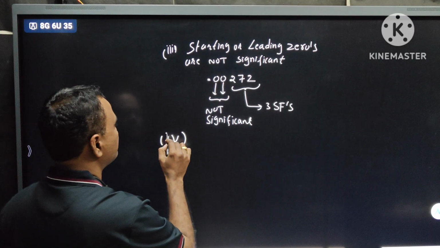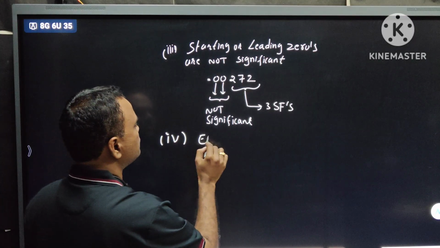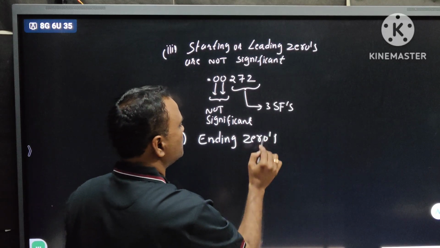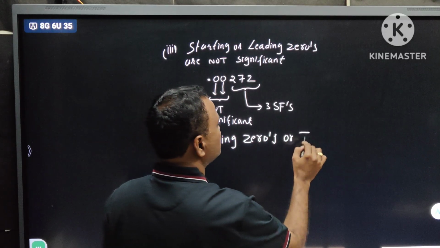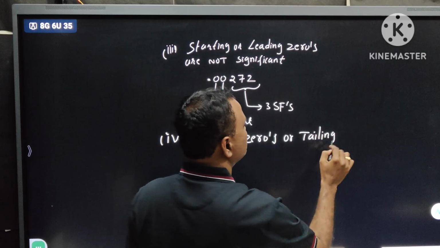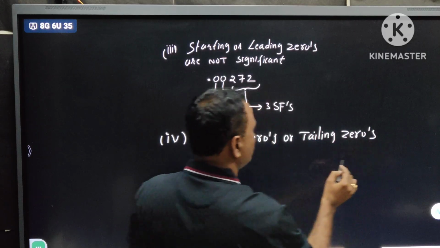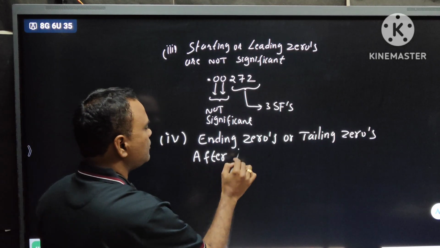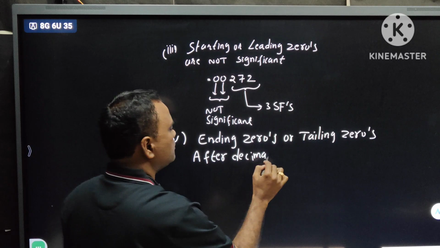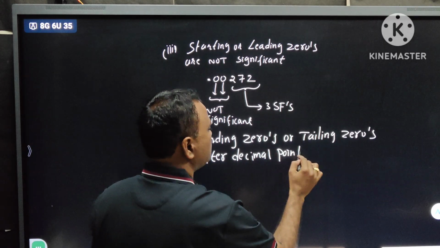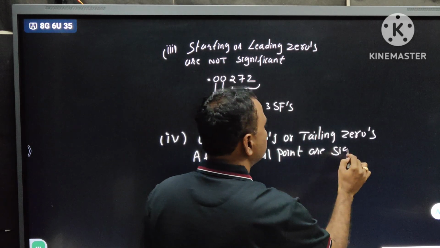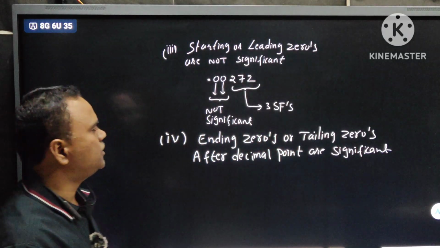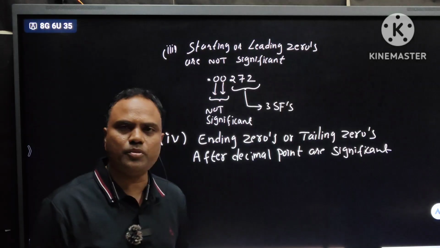Fourth point: ending zeros. Ending zeros are trailing zeros. Ending zeros are trailing zeros after the decimal point, and they are significant. Ending zeros or trailing zeros after a decimal point are significant.